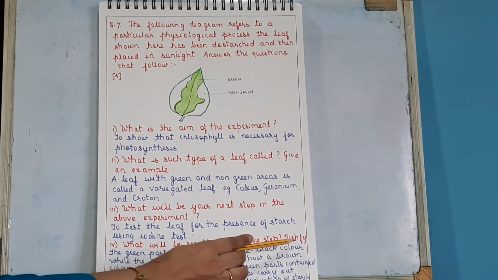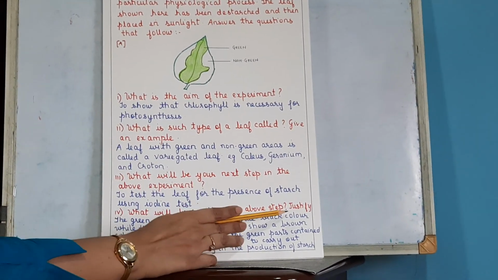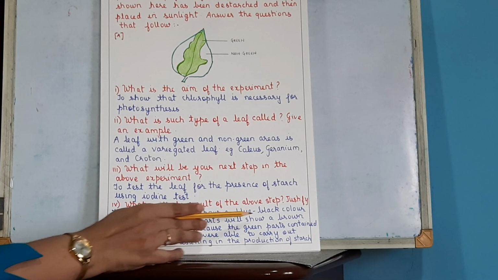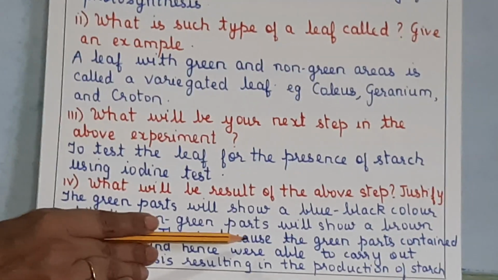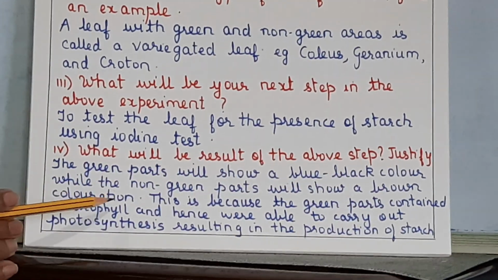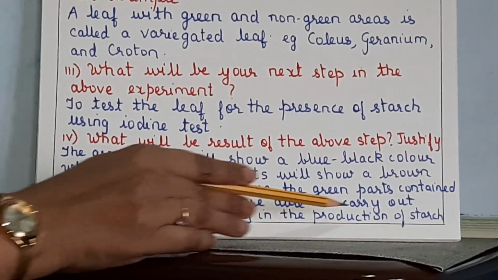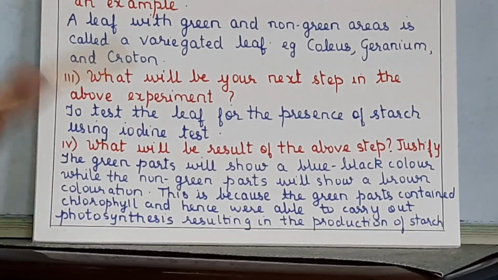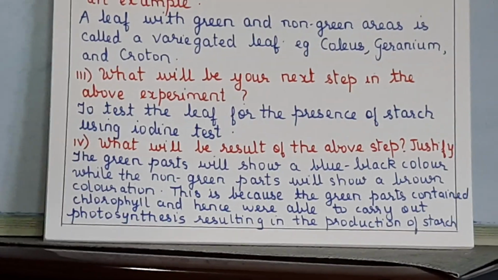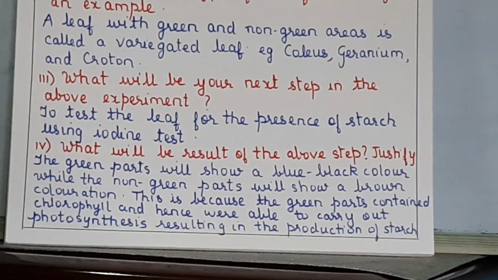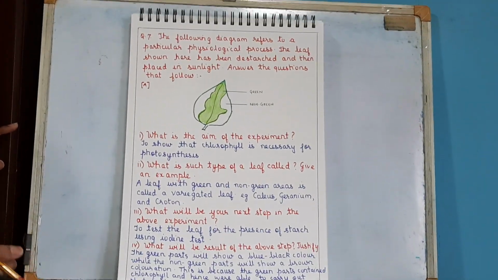And what will be the result of the above step, and justify. So in this what you will write: the green parts will show blue-black color while the non-green parts will show brown coloration. This is your observation, and this is because the green parts contain chlorophyll and hence were able to carry out photosynthesis resulting in the production of starch, whereas the non-green parts did not contain chlorophyll, so no photosynthesis, so it will be brown in color. Okay, is it clear? Now we'll have a look at the next experiment, next aspect.